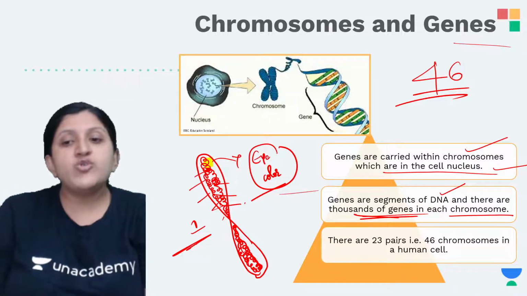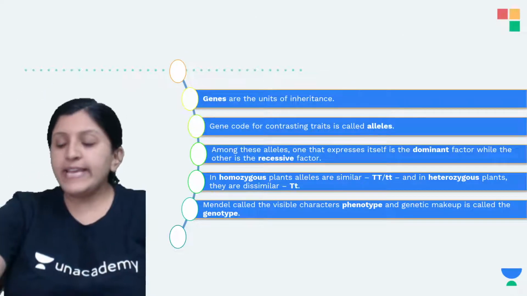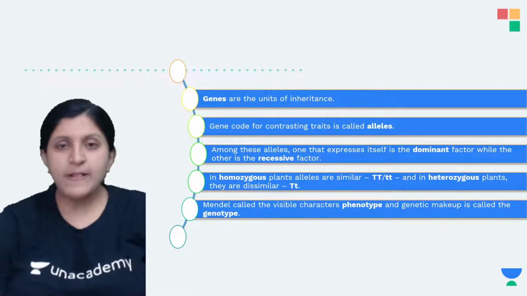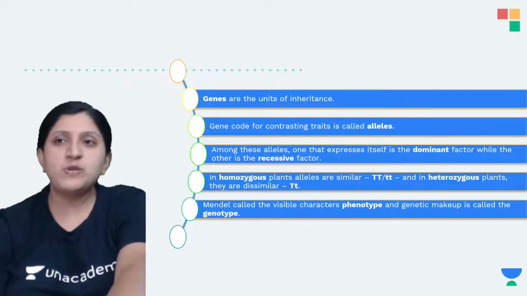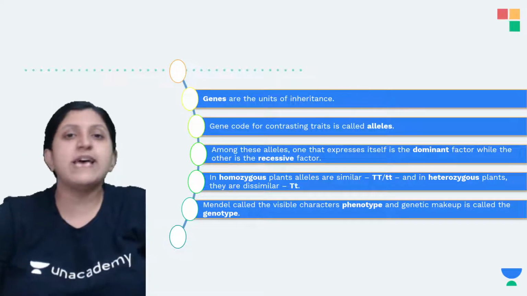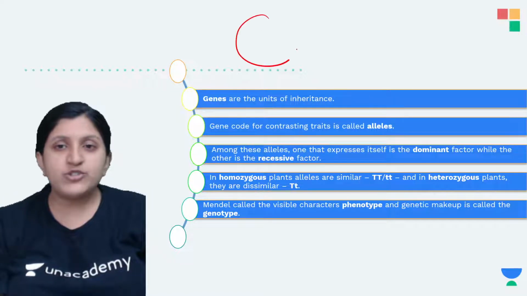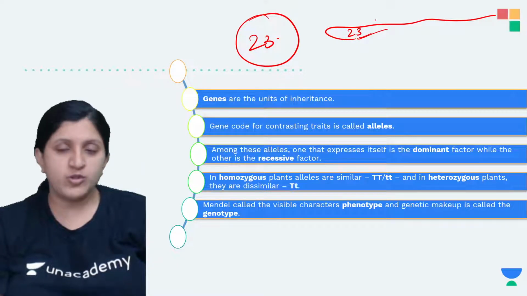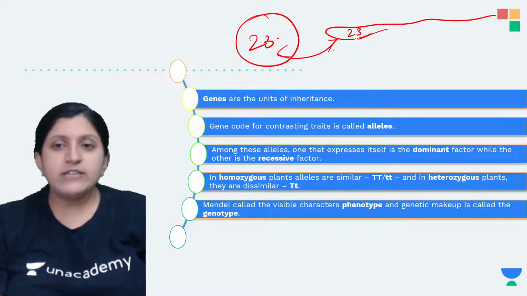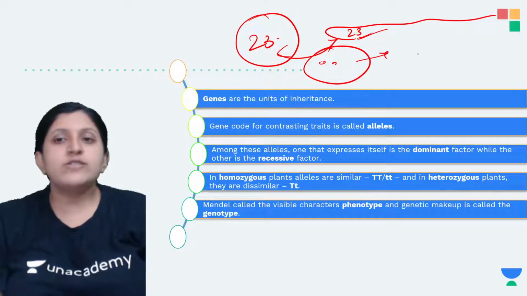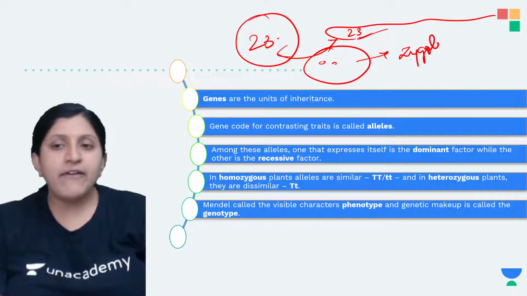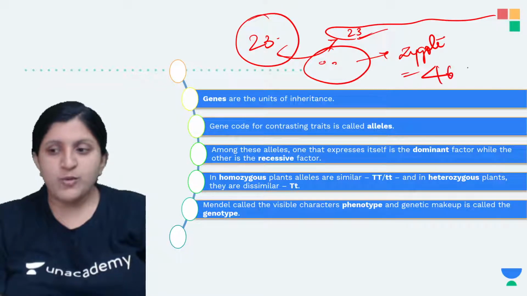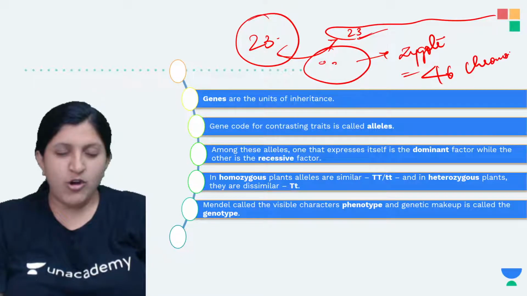There are 23 pairs, which is basically 46 chromosomes in a human cell. All right, any doubt till here? So you can find 46 chromosomes in a cell. That is half based on the egg having 23 and the sperm having 23 chromosomes. When they both combine together, the zygote which is produced has 46 chromosomes, which is the normal human chromosomal number.